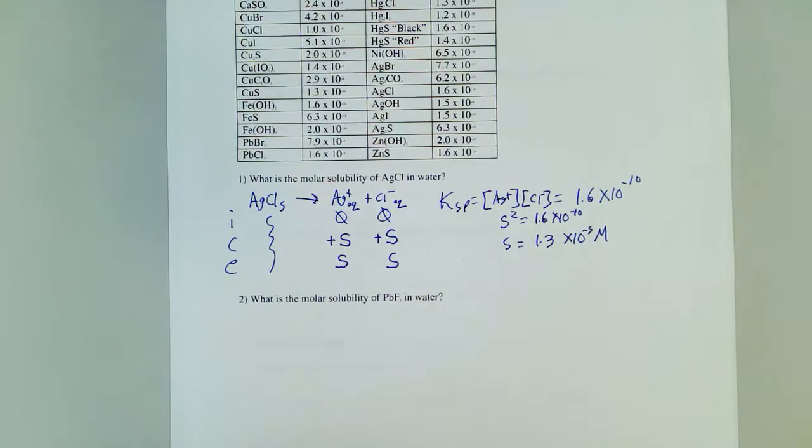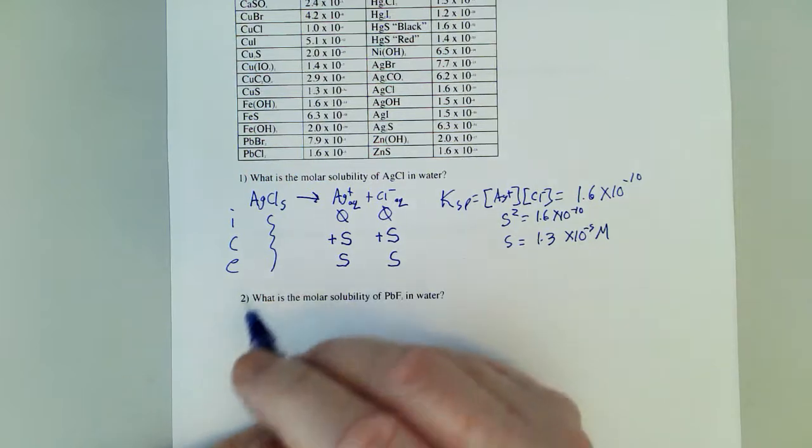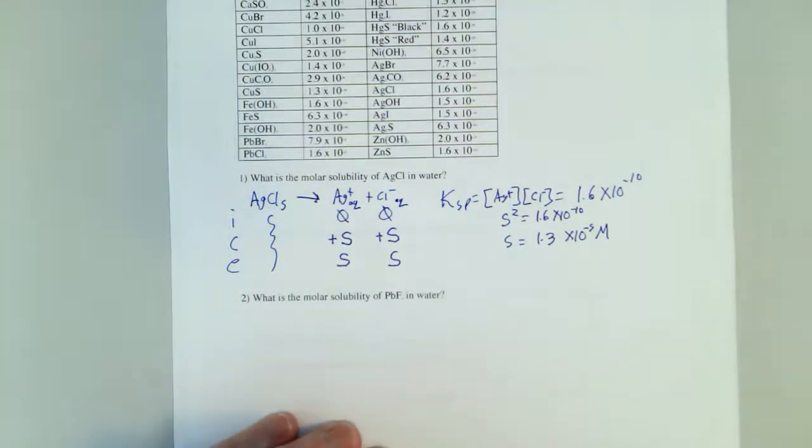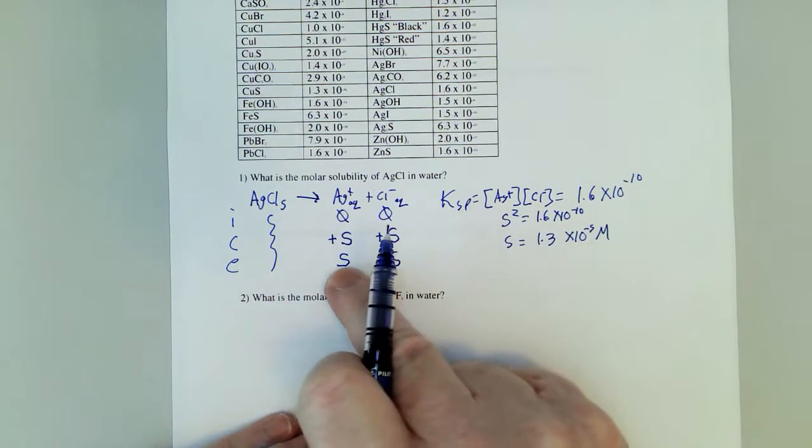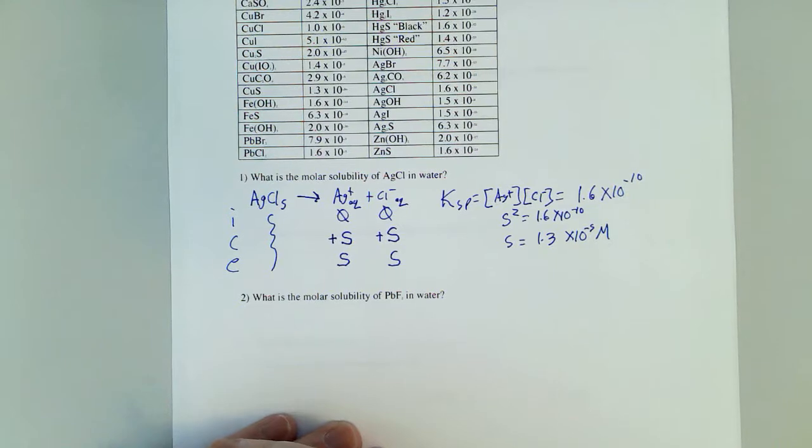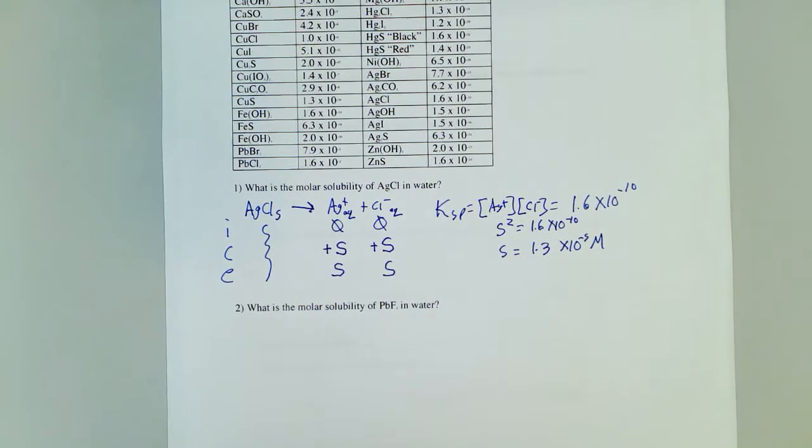Now, that actually tells me a lot. There's some really valuable information there. It tells me how many moles of AgCl will dissolve per liter. It tells me what the concentration is of the silver ion. It tells me what the concentration is of the chloride ion. And those can be used in other types of questions also.